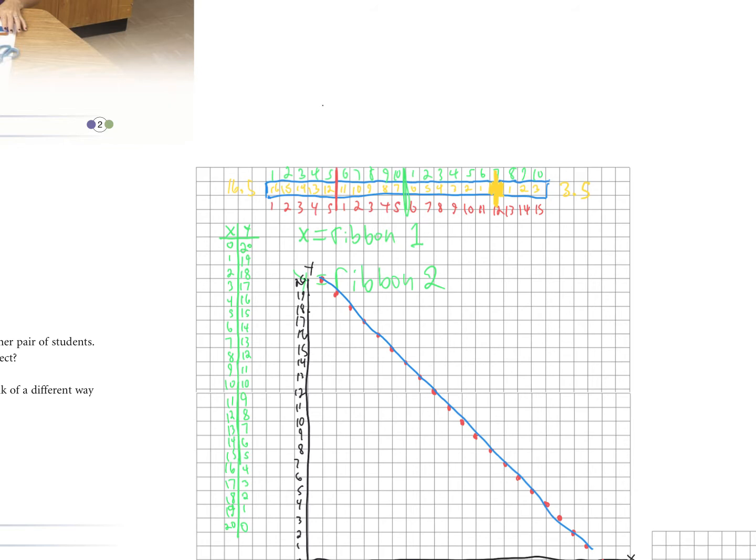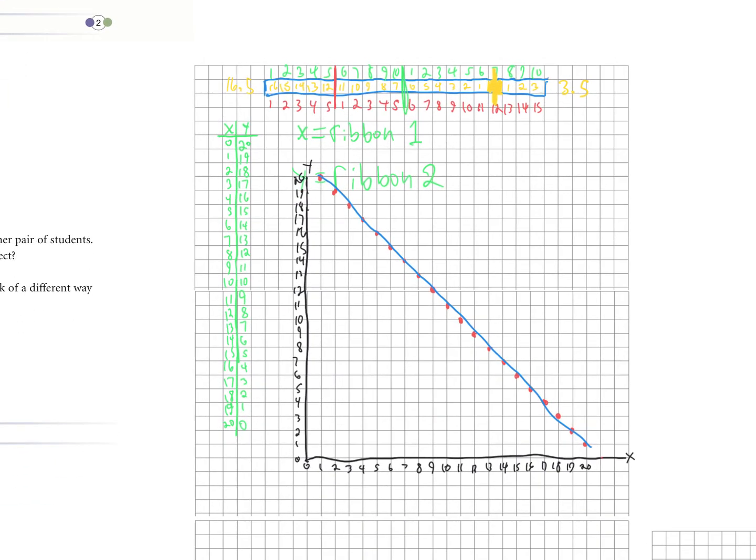So this is not discrete data. This is what we call continuous data, because any number between 0 and 1 is a valid number. As an example, 0.75, 0.25. We could cut a piece of ribbon that is 0.25 centimeters long, and then have another one that would be 19.75 centimeters long. Because any number, even the fractions or the decimals between these numbers count, we join our dots with a line, because that is continuous.